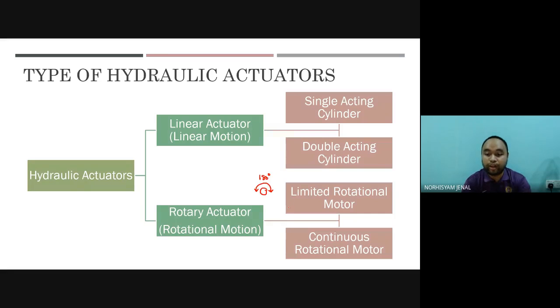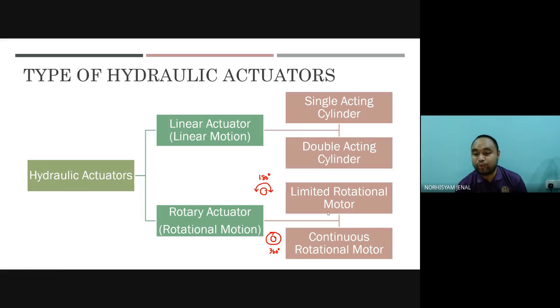Or if you have a continuous rotational motor, it means your motor can spin in a loop, so 360 degrees. So it doesn't mean that the limit is 180. It can be much more. It means it has a limitation. But for a continuous rotational motor, it spins in a loop or it can spin all the way around.